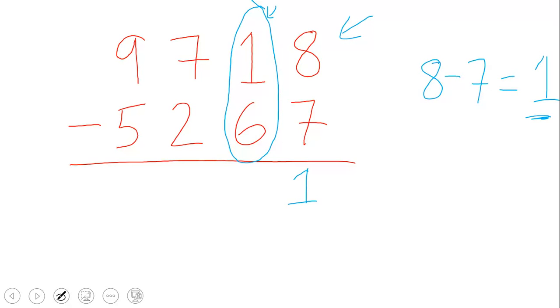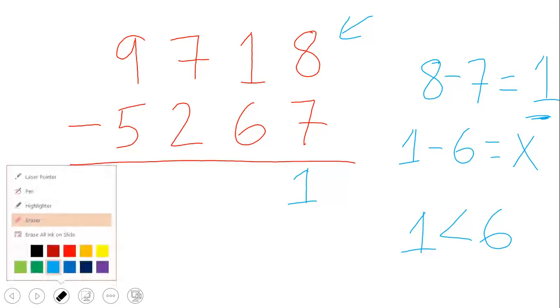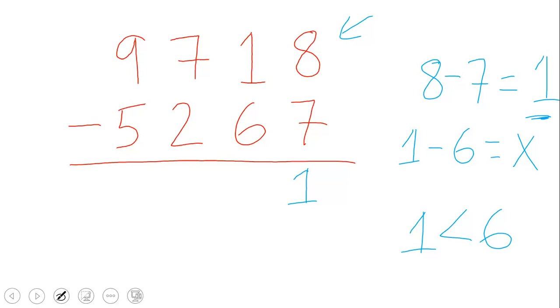Let us subtract these two numbers: 1 minus 6. Now, 1 minus 6 does not give us a positive whole number. In fact, notice that 1 is less than 6, so if we do 1 minus 6, we will not get a positive whole number. Therefore, what we're going to do is go to the next door neighbor and borrow. So let's go to this 7 and borrow 1 from the 7.